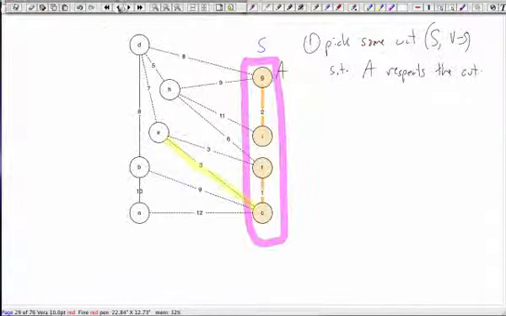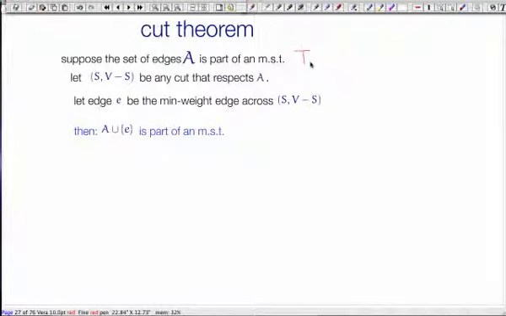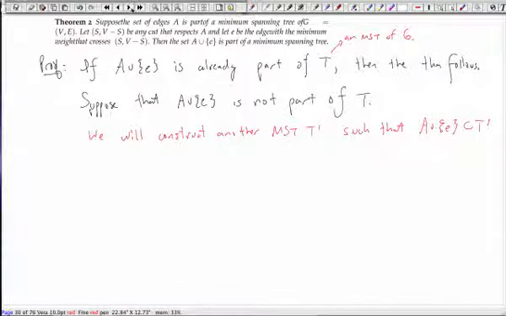Right? So if I were to say this theorem, suppose the set of edges A is part of an MST T of graph G, like this. So this would be the full statement of this theorem. Okay, so if A union E is already part of the minimum spanning tree that we've identified in the theorem statement, then the theorem follows. If it's not, we're going to do like we did in Huffman and like we did in the scheduling problem. We are going to construct another minimum spanning tree such that this property does hold.